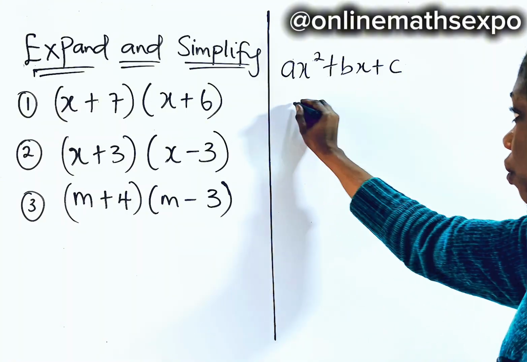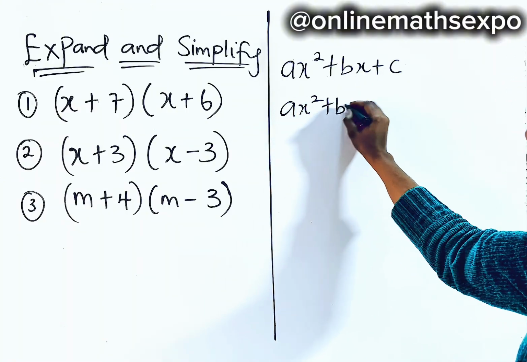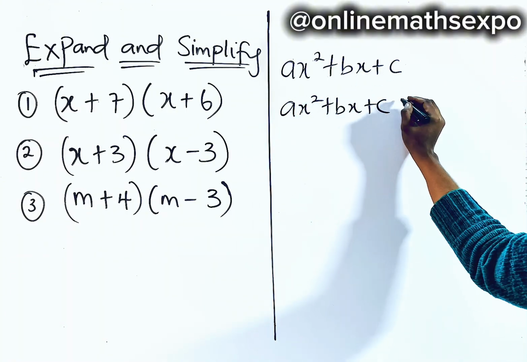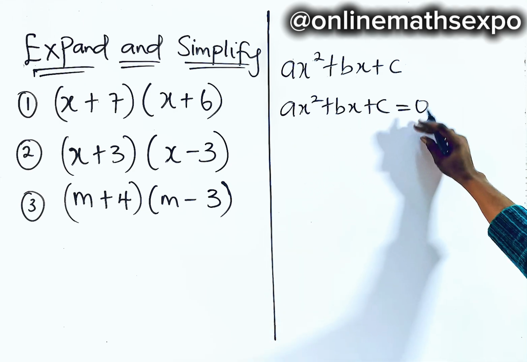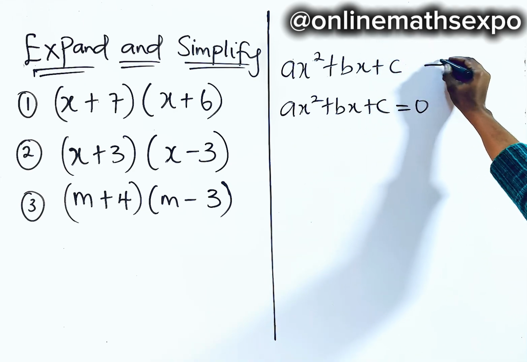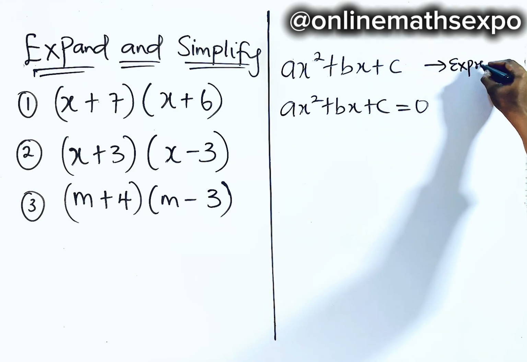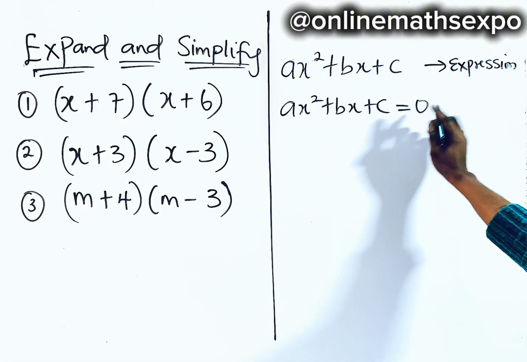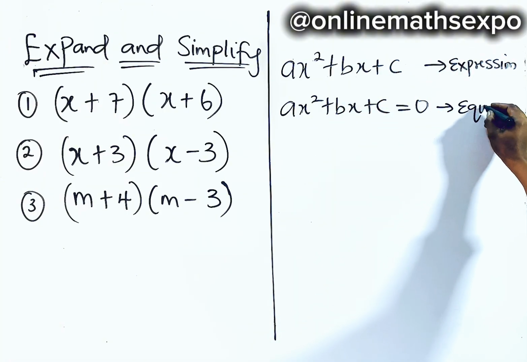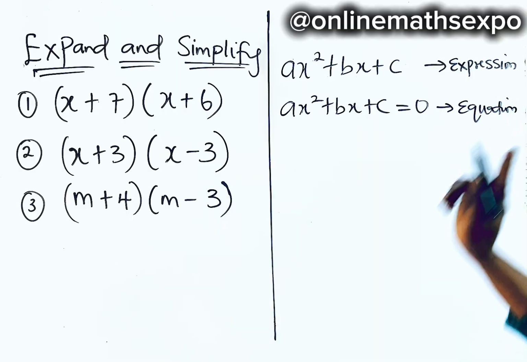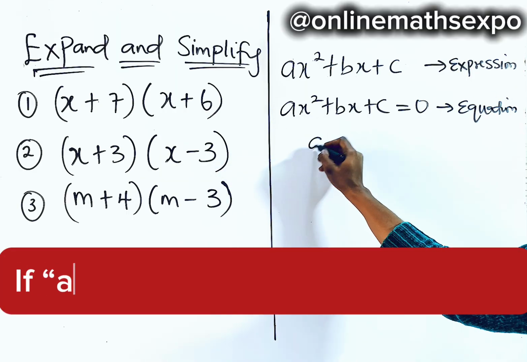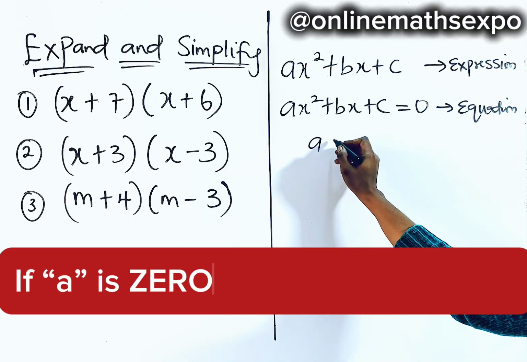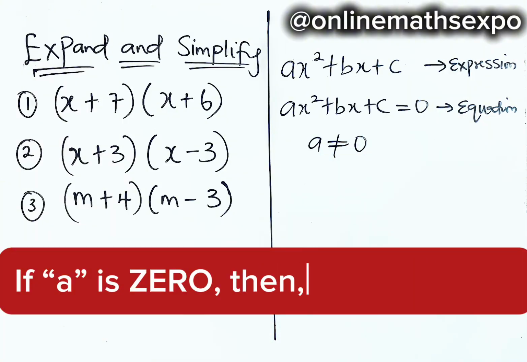This is the first form. You can also have it in this form. This is the standard when this is equal to 0. Now, this first one is what we call a quadratic expression because there is no equal sign. And when there is an equal sign, we call it a quadratic equation, provided that the coefficient of x squared, which is a, is not equal to 0.